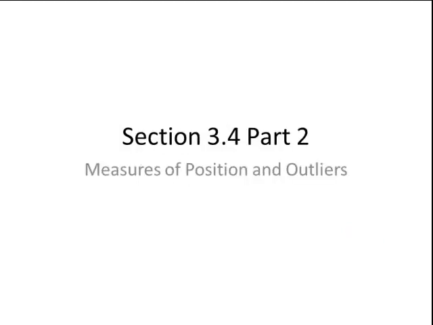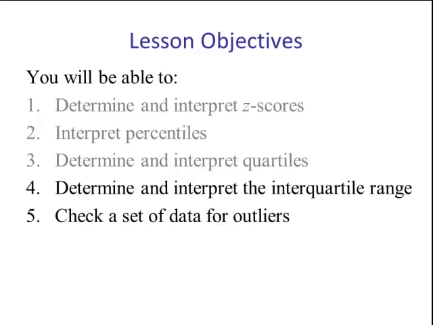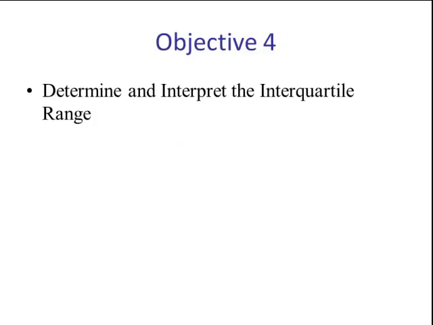Section 3.4, Part 2, Measures of Position and Outliers. Lesson Objectives. In the previous video, we learned 3 lesson objectives. In this video, we're going to determine and interpret the interquartile range and check a set of data for outliers. Lesson Objective number 4.